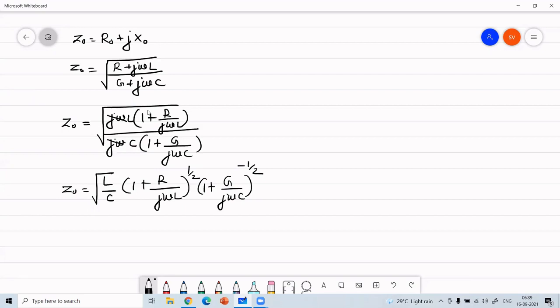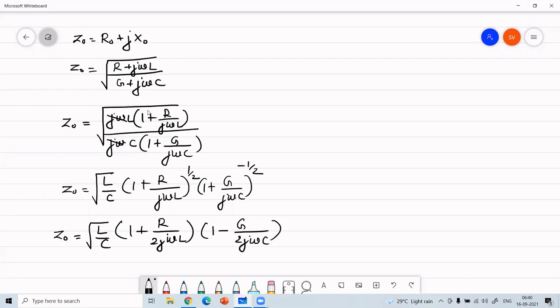And these two expressions can be expanded using the relation (1 plus x) the whole raised to n is equal to 1 plus nx if x is small. Here also R is very small compared to omega L, and G is very small compared to omega C. So we can expand it like this, root of L by C into (1 plus R by 2 j omega L) and into (1 minus G by 2 j omega C).